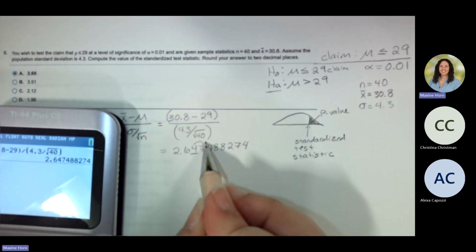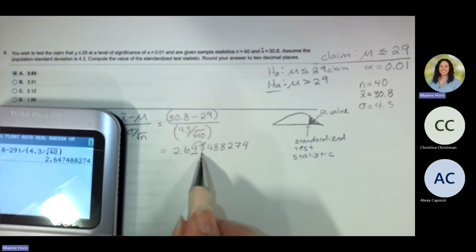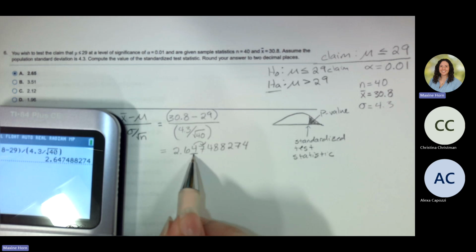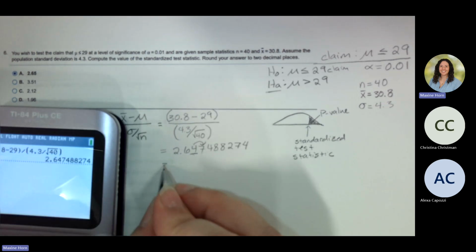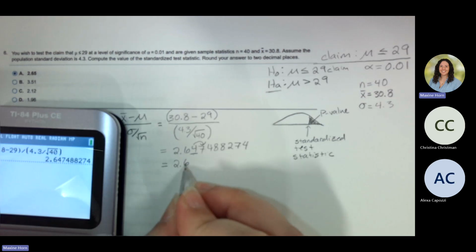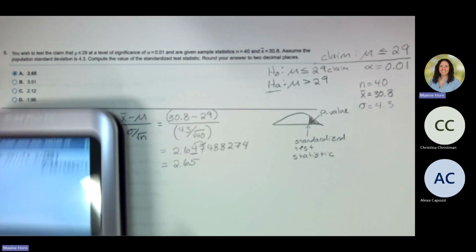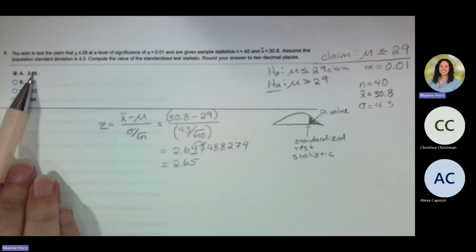You look to the number to the right. If that number is 5 or more, your underlined number goes up 1. If that number is not 5 or more, your underlined number stays the same. It is 5 or more, so the 4 turns into a 5. So that's how we get the 2.65.